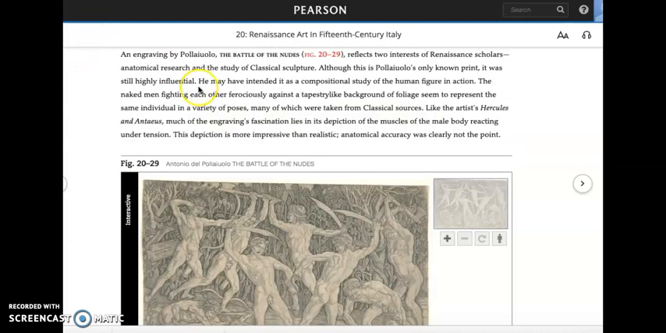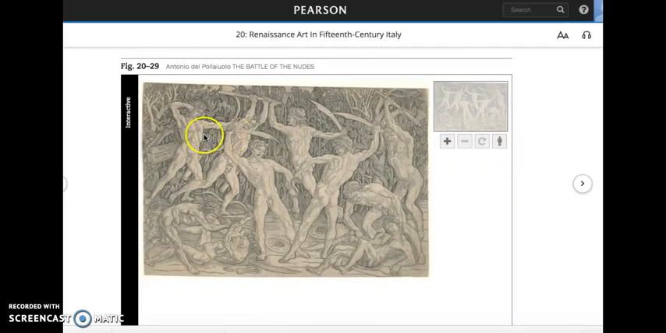And the authors make an important point here. He may have intended it as a compositional study of the human figure in action. In other words, it might have been a way of trying to know better and show better the human body in motion as a study tool. Notice how he's got this guy lunging. So he's studying how the weight pushes into the bending leg, and then the back leg is supporting that. And then that gets turned 180 degrees with this guy. So they're in the same pose, just turned in space. And you're going to see that a lot.